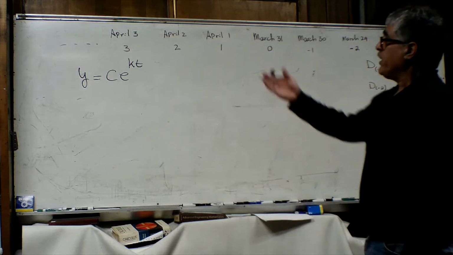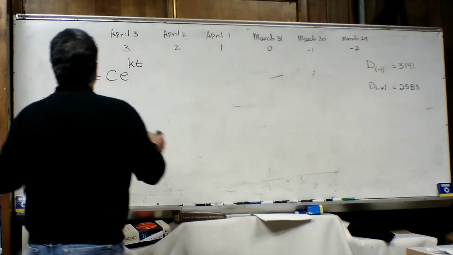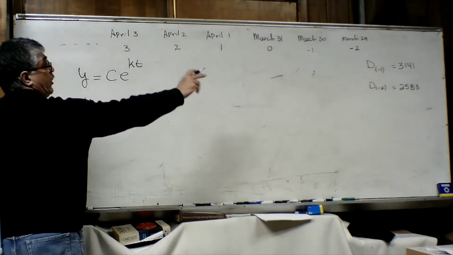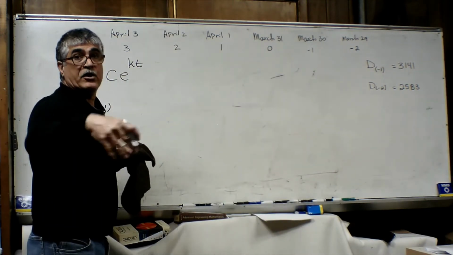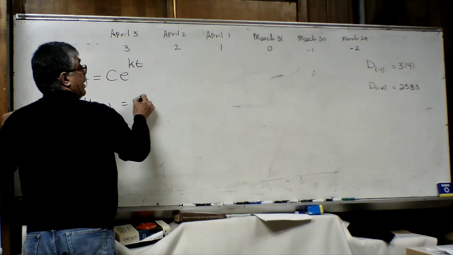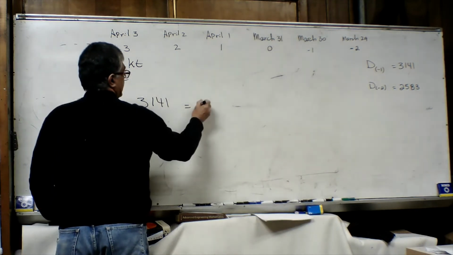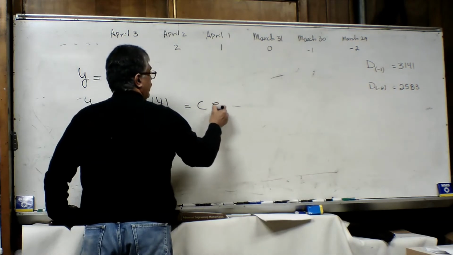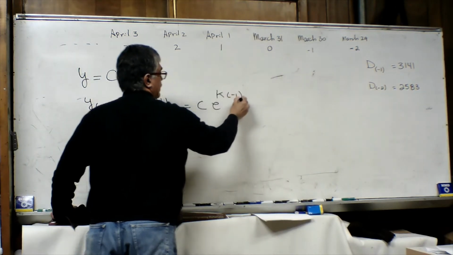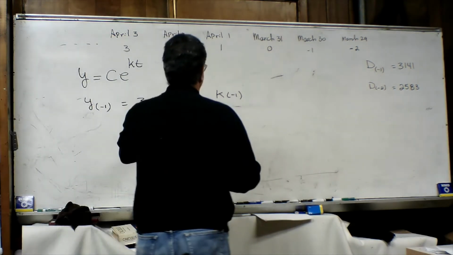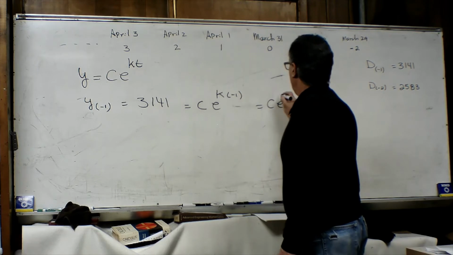Now let's go ahead and write that formula for these two numbers that we have. So the population on day -1, which was yesterday, the report that came out this morning was 3,141, which is equal to a constant C multiplied by e to power k times t, and our time yesterday was -1. So this is equal to C e to power minus k.